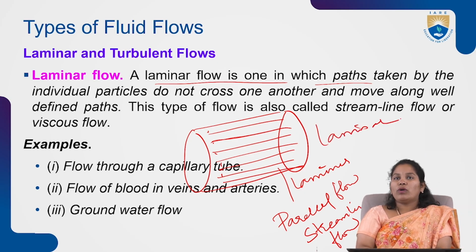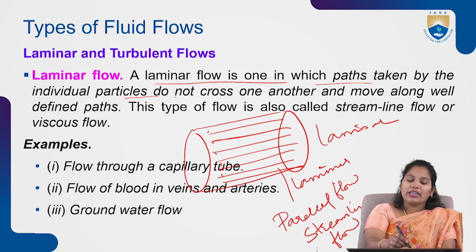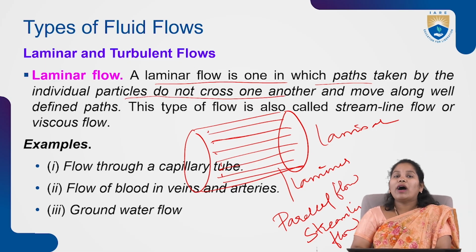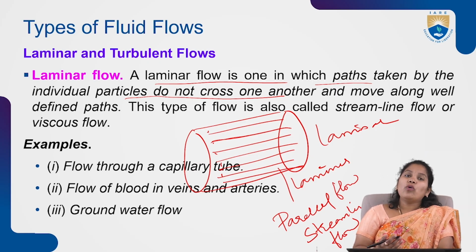Laminar flow is one in which paths taken by the individual particles do not cross one another and move along their own well-defined paths. This type of flow is also called streamline flow or viscous flow.